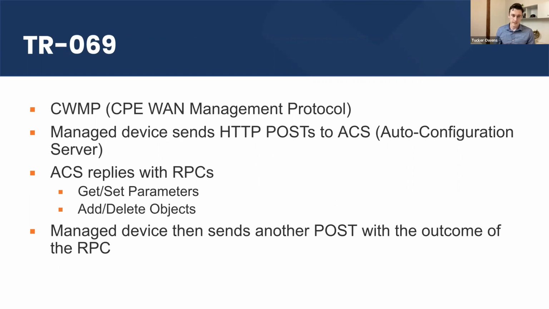So the full exchange looks like a CPE sends a post saying, hey, ACS, do you need me to do anything? The ACS will send a response saying, hey, can you give me the value of this parameter? And the CPE will then send another post saying, yep, here's that value.